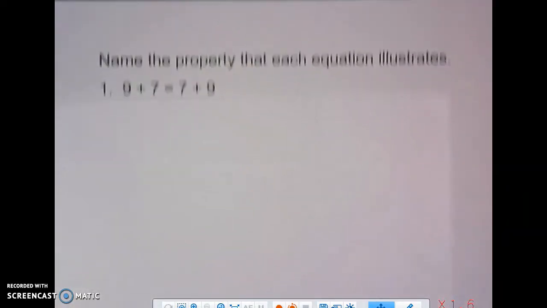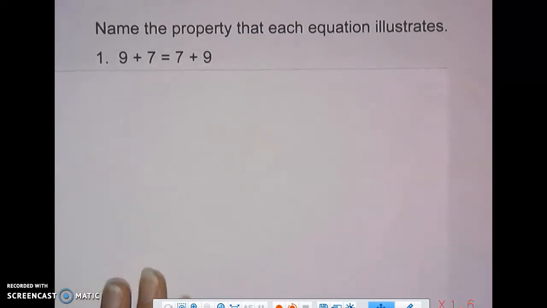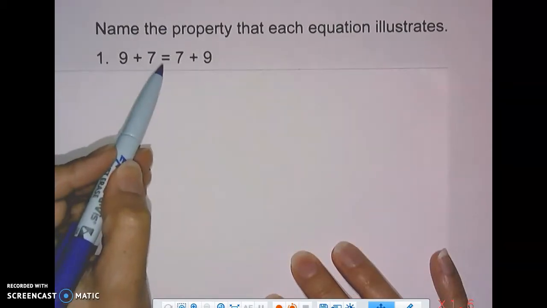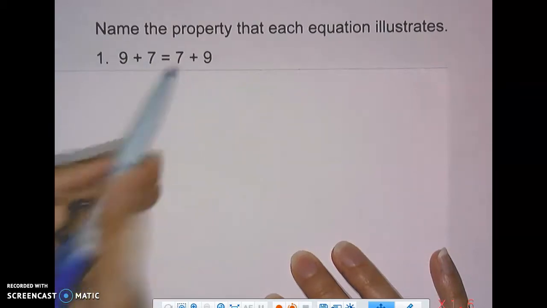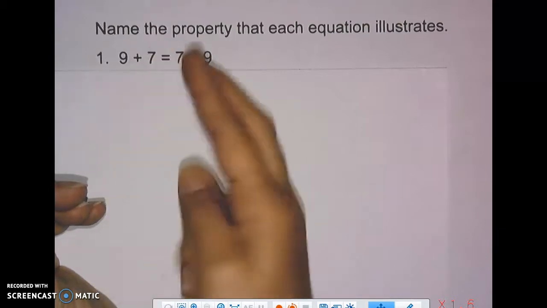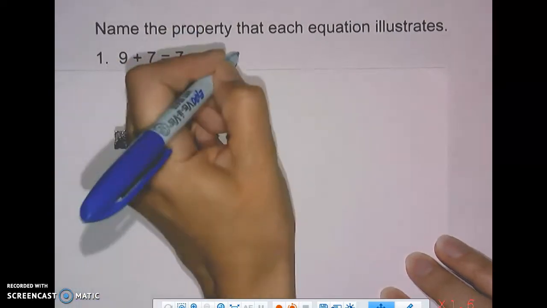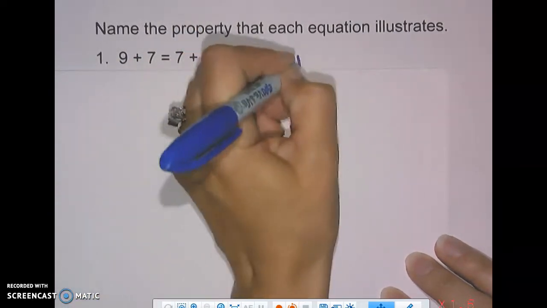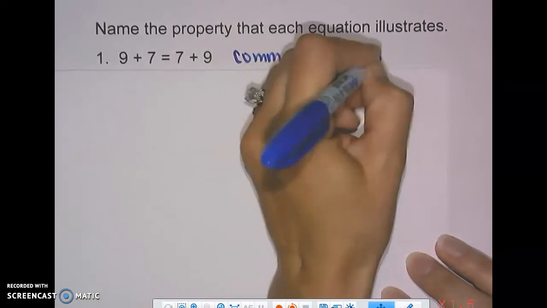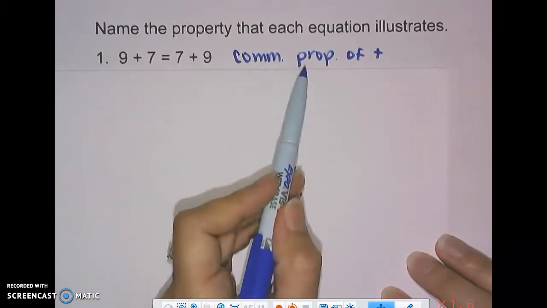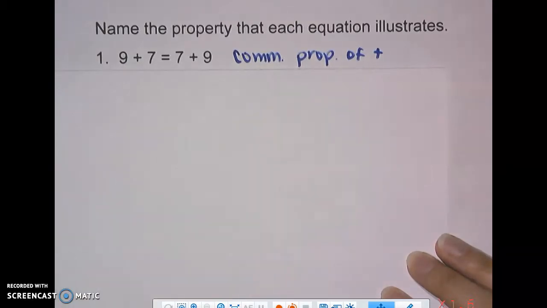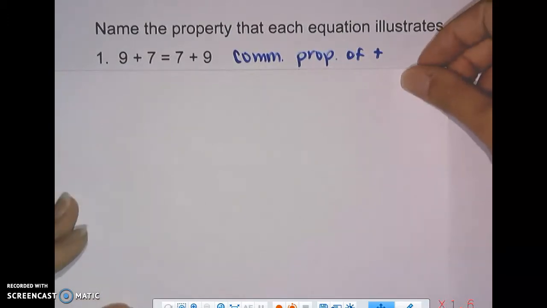So for each of these questions, we're going to name the property that each equation illustrates. Okay, it can be any of the ones that we've seen here. So if we have the equation 9 plus 7 equals 7 plus 9, they look the exact same on both sides. All we've done is we've taken the 9 and the 7, we've switched the order of them, but we've kept the addition symbol in between them. That's going to be the commutative property of addition. So I'm just abbreviating this commutative here and property, and then for addition just putting a plus sign, but you do need to say that it's the commutative property of addition. If you just say commutative property, it would not be correct.